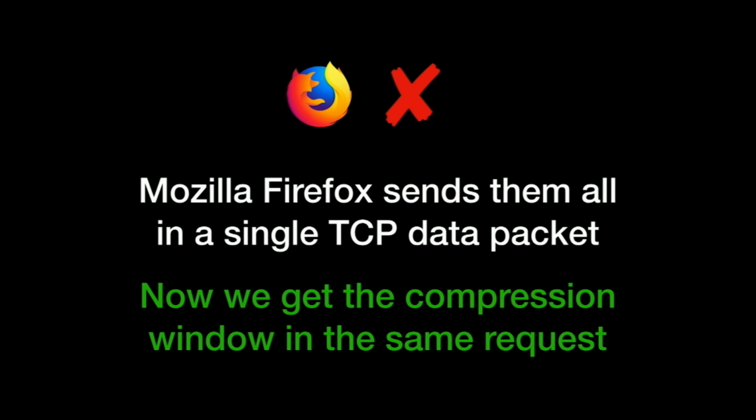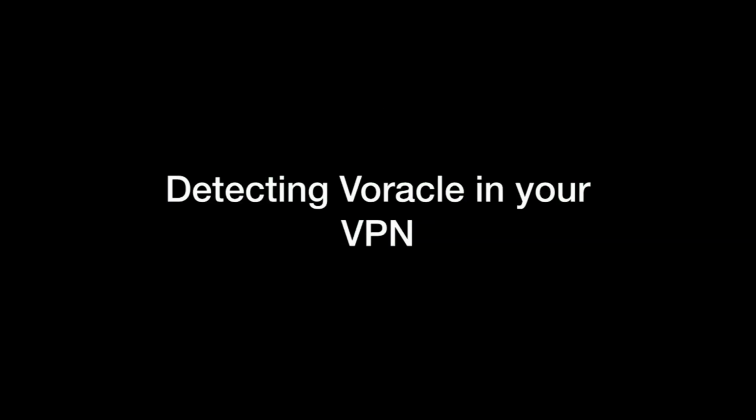So if you look at other browsers like Firefox and Safari, you get everything in the same window, so you can trigger the compression within the same HTTP packet data. All right. So, detecting the oracle in your own VPN.